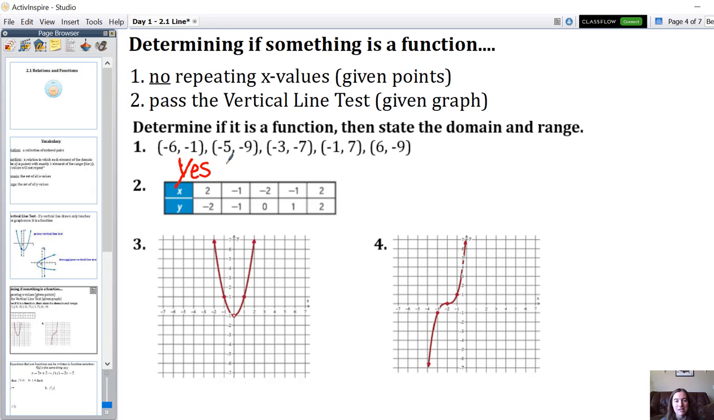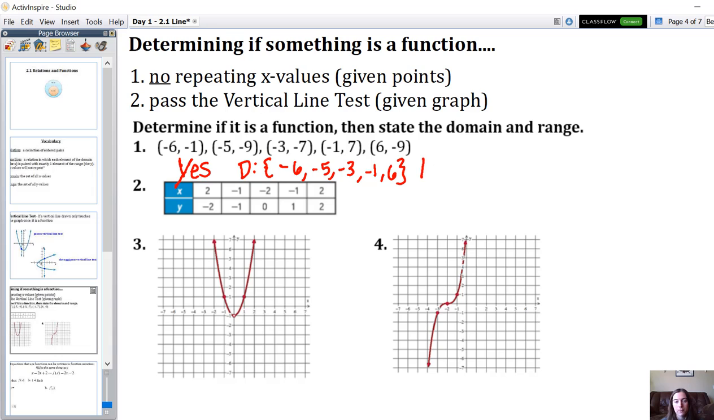The domain is the set of all x values. So I'm going to put D for domain, and then I'm going to use these curly brackets. Those mean set. So this set of numbers is our domain. And I'm going to put these numbers in order from least to greatest. So my smallest x value is -6, then we have -5, -3, -1, and 6. Those are all of the x values in this function.